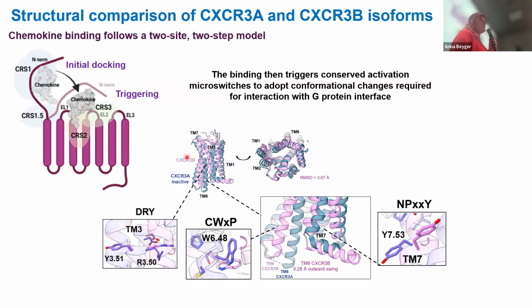When we compare CXCR3B, the structure we got in pink here, to an inactive state CXCR3A structure, we can obviously see a clear difference in the rearrangement of transmembrane helix 6. Then when we zoom in on the conserved activation microswitches, which are pretty much similar for all class A GPCRs, we see those movements conserved. For example, on TM3, the DRY motif arginine is pointing a bit upward. The tryptophan in TM6 is pointing down from the extracellular side, and the tyrosine on TM7 moves away from TM6 to allow for the opening to happen.